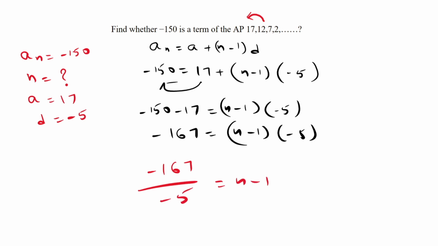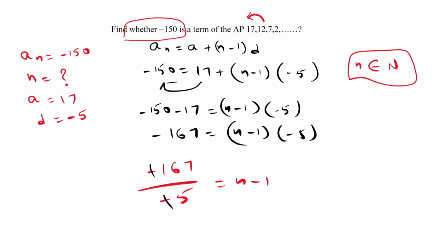Then how are we going to decide whether this term will exist in the given progression or not? If the n value is a natural number, then only that particular term lies in the given progression, otherwise it won't. So let us check whether we are going to get a natural number or something else. Here negative and negative cancel. Now 167 won't come in the 5 table. So if we try to solve this, we'll get a decimal value but not a natural number. So that's why we can conclude that minus 150 is not a term of the given arithmetic progression.